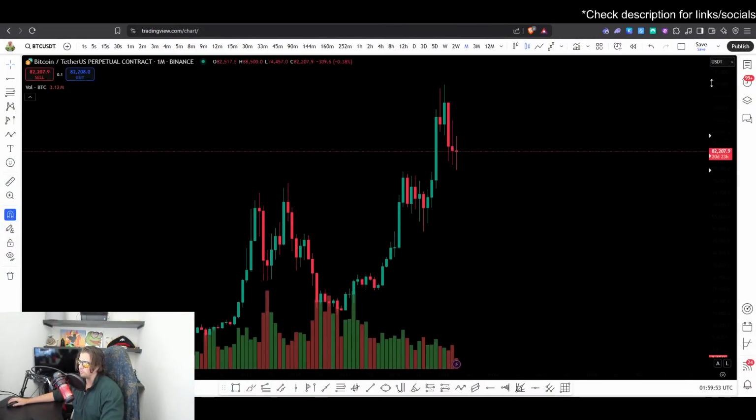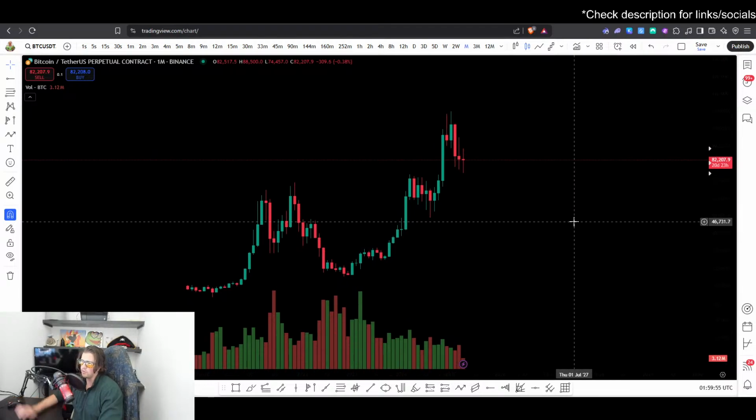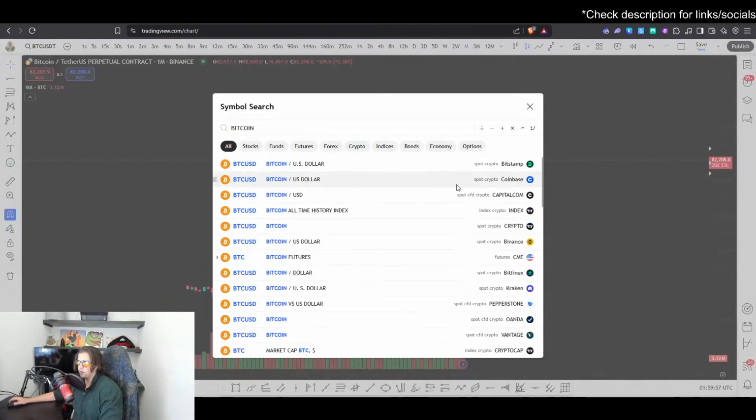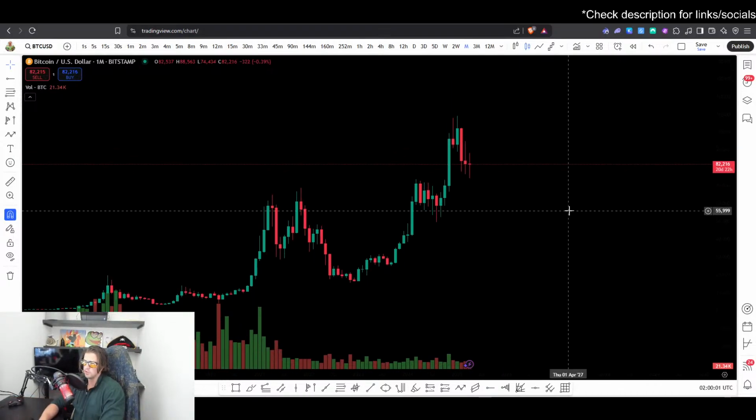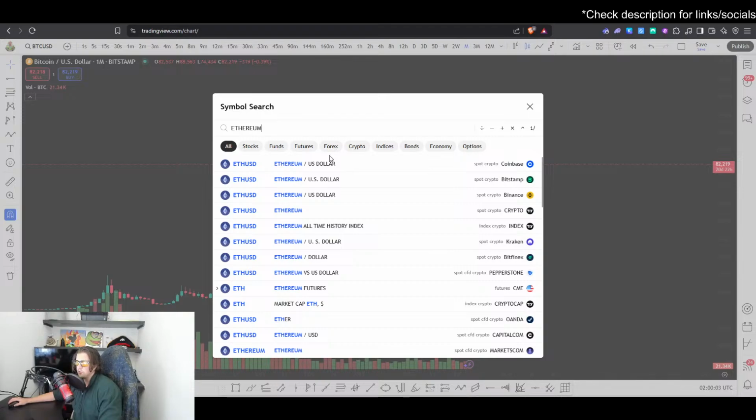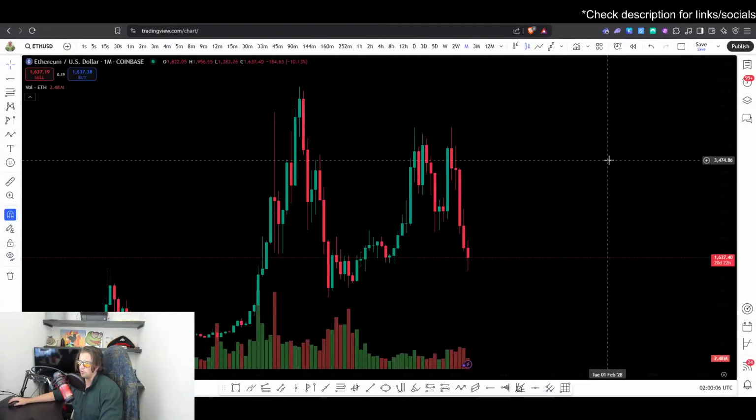And so you can look up Bitcoin, but even then you can just type in Bitcoin and just look at the top, and you'll be able to see Bitcoin stuff. You can type in just Ethereum, do the same thing, and look at Ethereum.